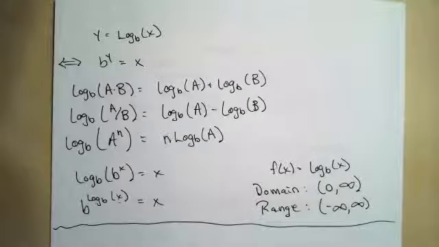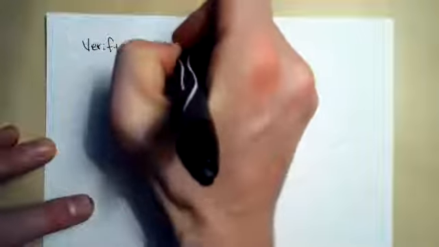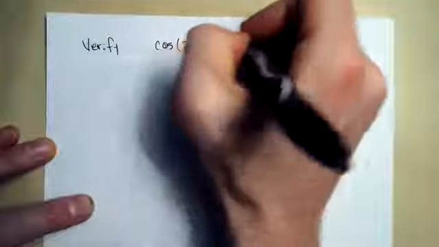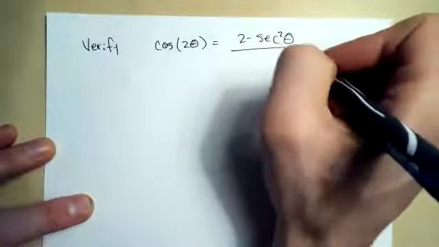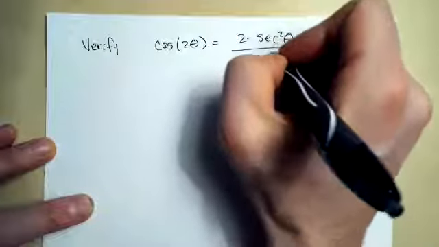Can we do some on like trig identities? Trig identities. Simplifying trig identities. So we had one on the IC that we didn't get to. Verify cosine of 2 theta is 2 minus secant squared theta over secant squared theta.